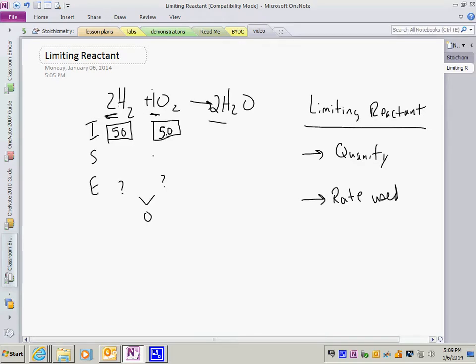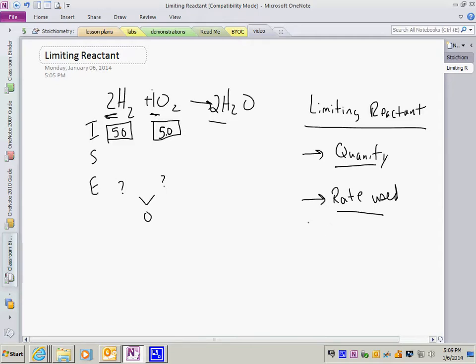And we'll see in a moment why that's important, because all your calculations will be based off of your limiting reactant. Now, quantity and rate used. If you have less of something and it's being used at a higher rate, then you can honestly say that that item will run out first. Well, think about that. Less stuff and used up at a greater rate. Well, it easily should run out first.